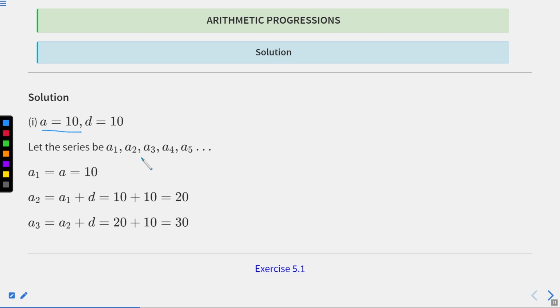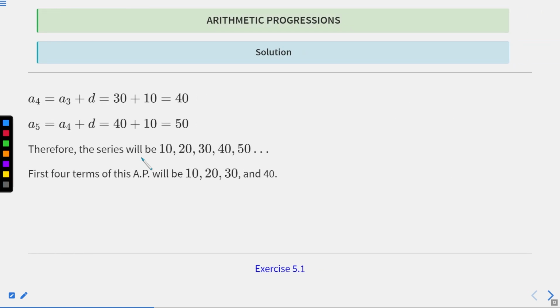Now the fourth term A4 is equal to A3 plus D, which is 30 plus 10, and this is equal to 40. And the fifth term A5 is equal to A4 plus D, which is 40 plus 10, and this is equal to 50. So therefore the list of numbers will be 10, 20, 30, 40, 50, and so on. The first four terms of this AP are 10, 20, 30, and 40.